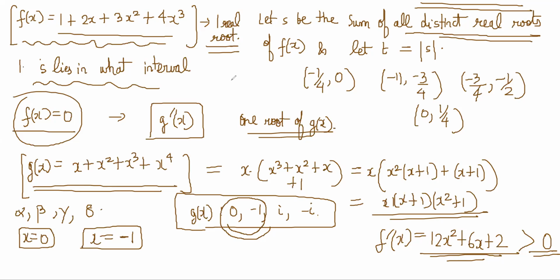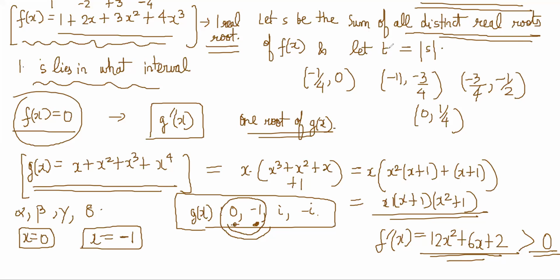Correct. A cubic has only one real root here, and it crosses only once. That lies between 0 and -1, right? Because at 0 the value of f(x) is 1, and at -1 the value is -2 plus 3 minus 4 plus 1. So it is clearly negative, -2. So there is one root and that's it, right?